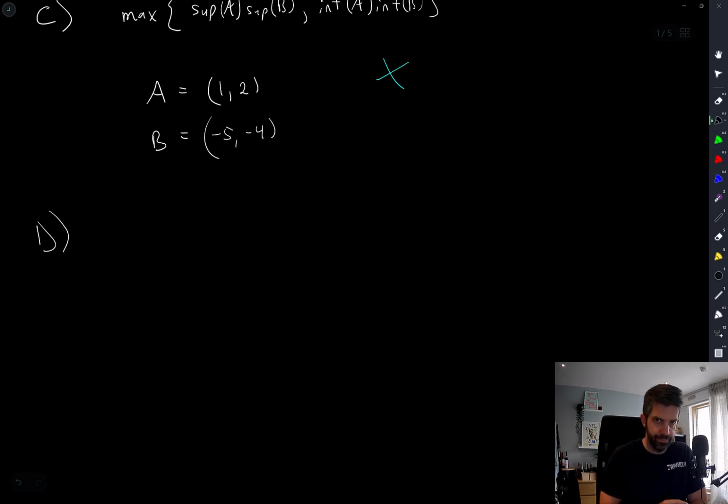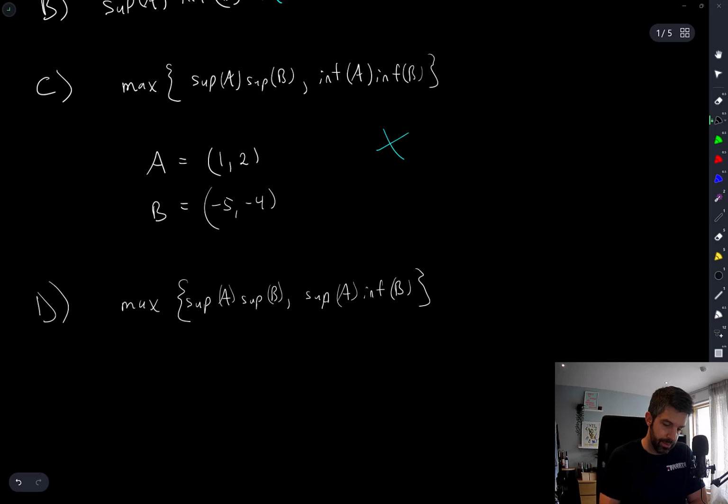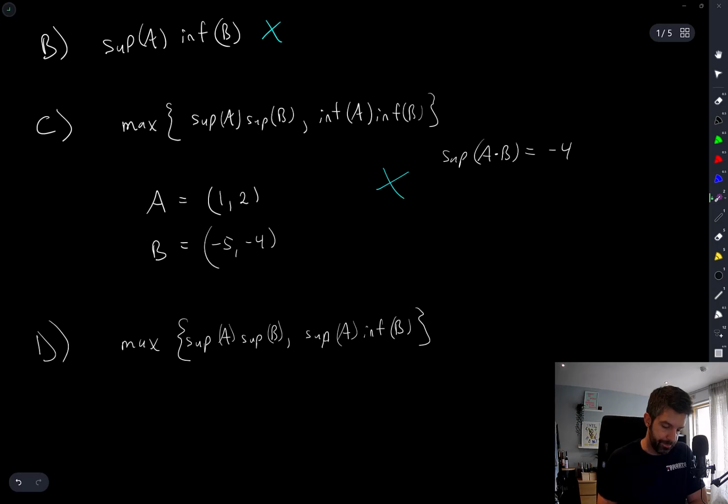Option D says the supremum of A times supremum of B and supremum of A times infimum of B, the maximum of these two things. And this is also wrong. I think the example above gives it again. So supremum of A dot B in this case, like I said, is -4. You can work out exactly what this set is.